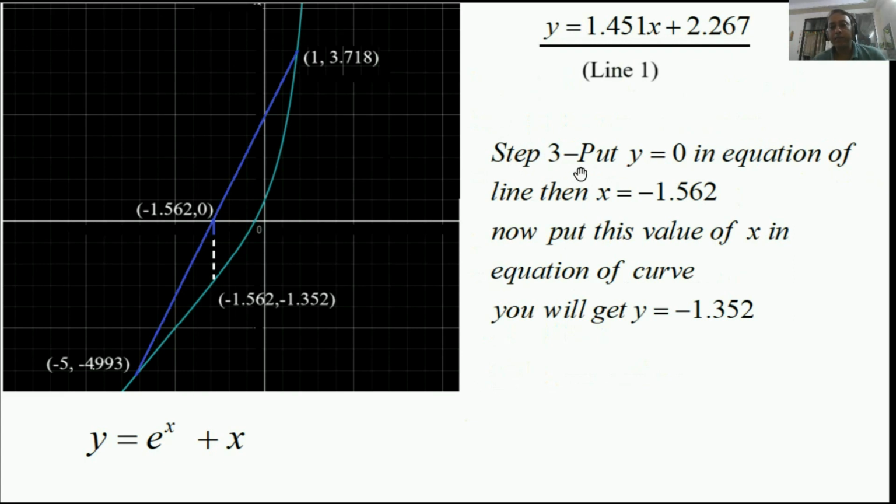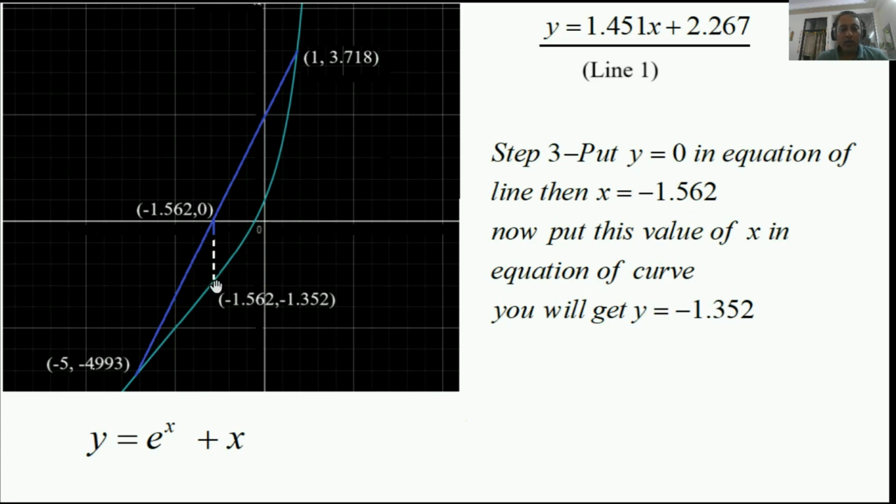So this is our step 3. Put y equals 0. So I am getting x to be minus 1.562. Okay. Now for this x of minus 1.562, in case I put it in this equation, I get y to be minus 1.352. So it means since this x is put in this equation, the point on this curve is x equals minus 1.562 and y equals minus 1.35.